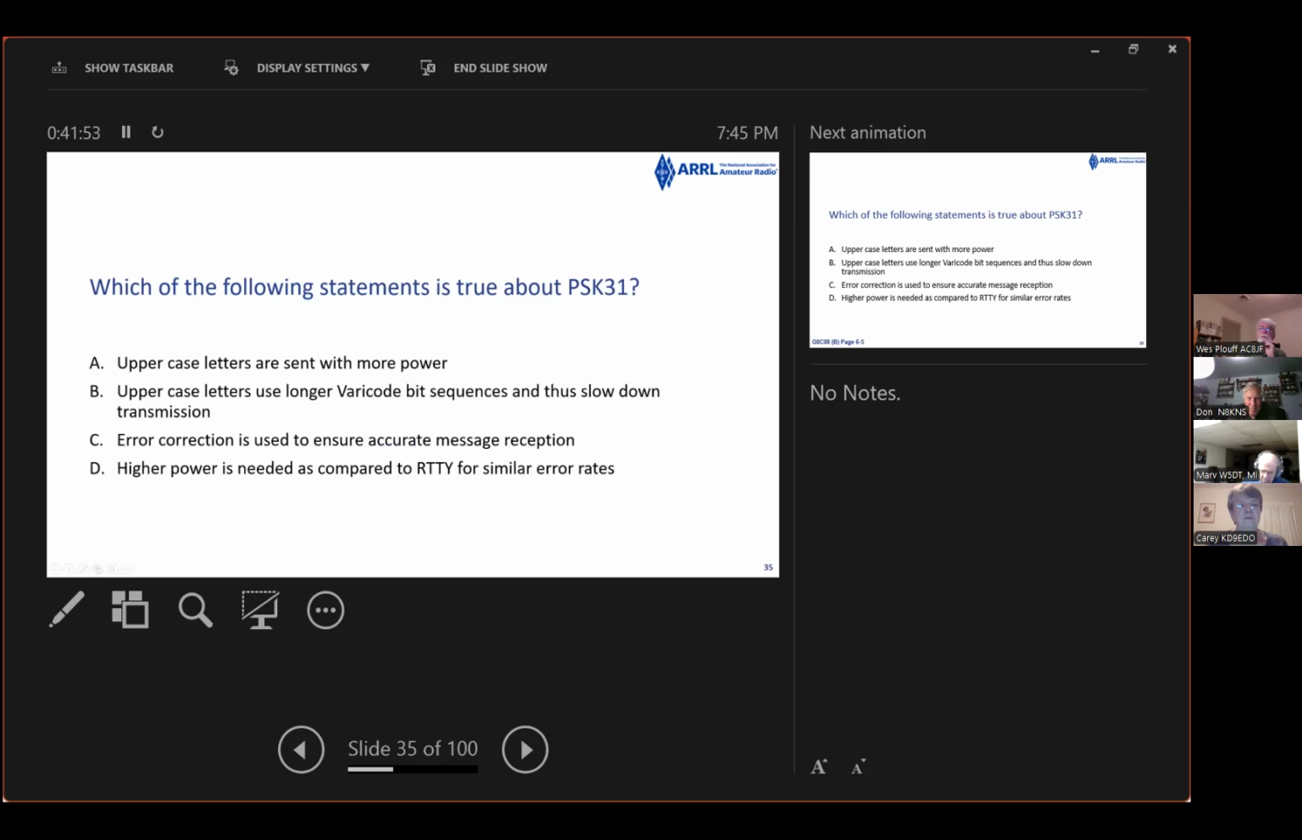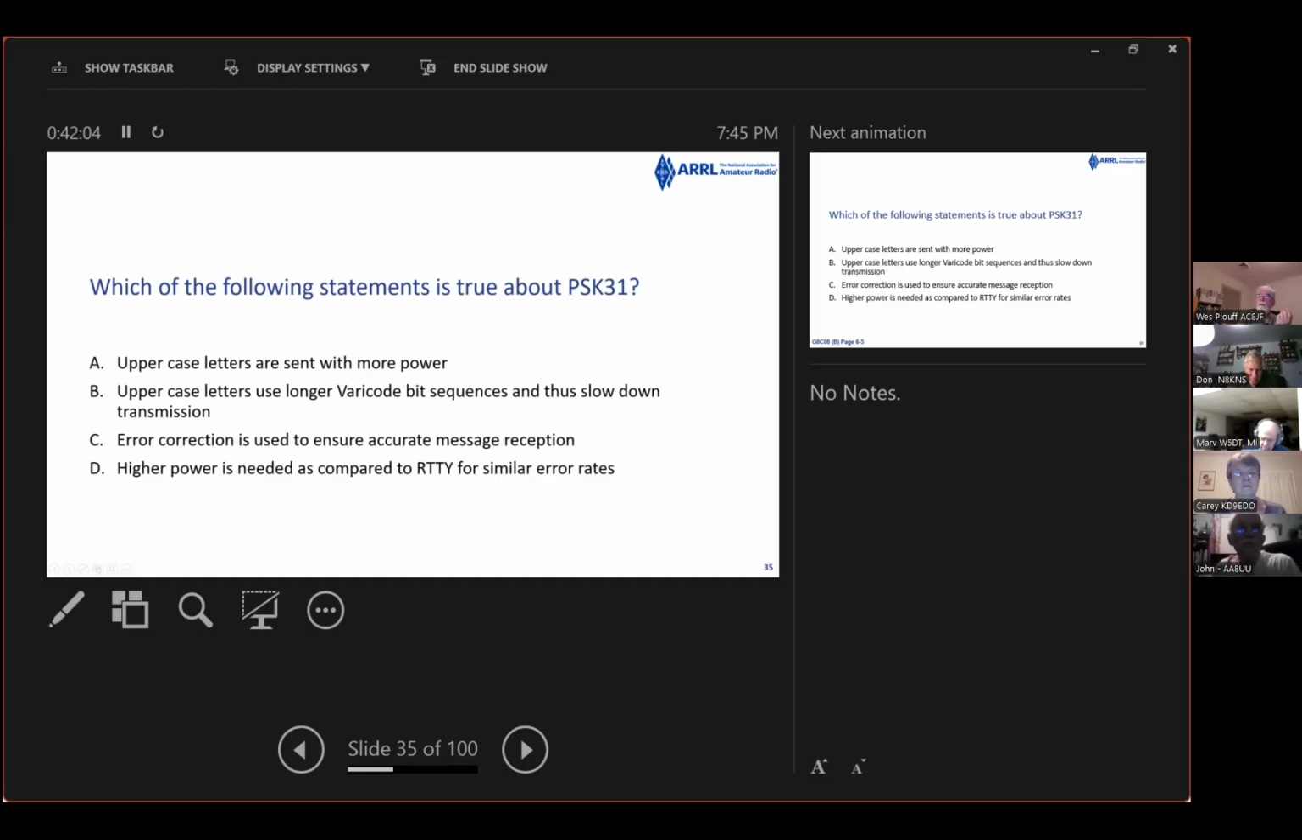Which of the following statements is true about PSK31? A, uppercase letters are sent with more power. B, uppercase letters use longer varicode bit sequences and thus slow down transmission. C, error correction is used to ensure accurate message reception. Or D, higher power is needed as compared to radio teletype for similar error rates. Probably D, huh? I'm just guessing. I was going to say A. Okay, so we have A and D, and I'm sorry, but the answer is B.